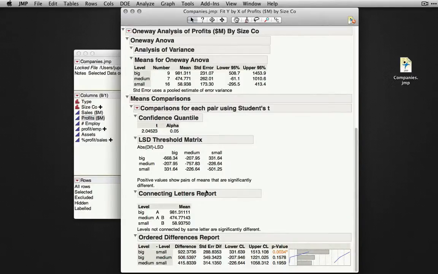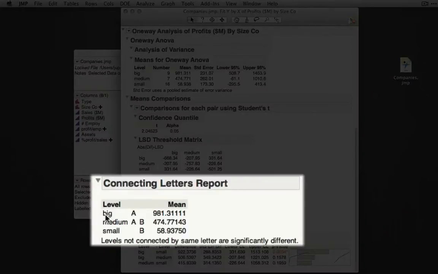JMP also produces several representations of these comparisons to help you identify which means differ from which other. Under the Connecting Letters report, means, or levels, not sharing a same letter are statistically significantly different. Here, big is different than small because neither shares a letter. A only exists for big, and B only exists for small.